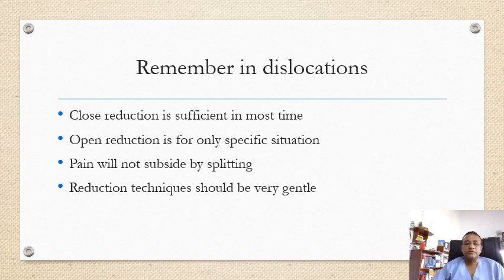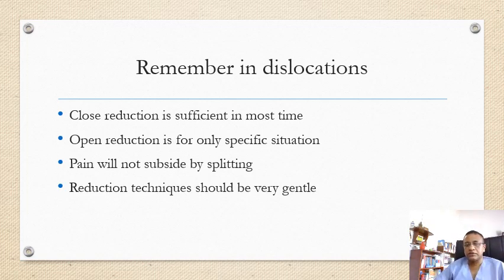The main point is that reduction techniques should be very gentle. You should not apply excessive force. The patient should be comfortable, give adequate analgesia, and do the proper maneuver. Whenever you are in trouble and unable to relocate the joint, always call for help from seniors.